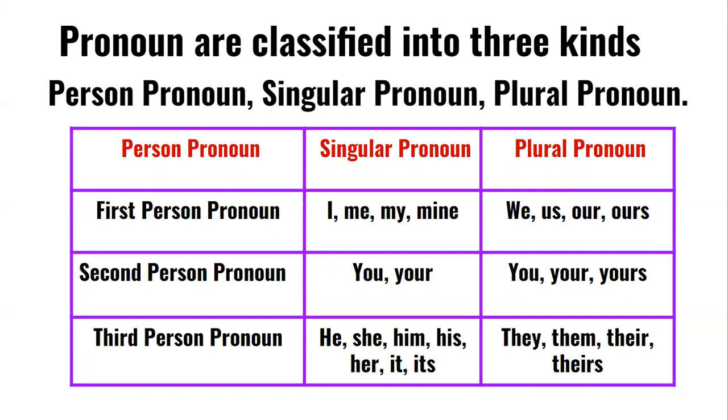The singular form of second person pronoun would be you, your. Plural version of second person pronoun would be you, your, yours. Singular form of third person pronoun would be he, she, him, his, her, it, its. Plural form of third person pronoun would be they, them, their, theirs.